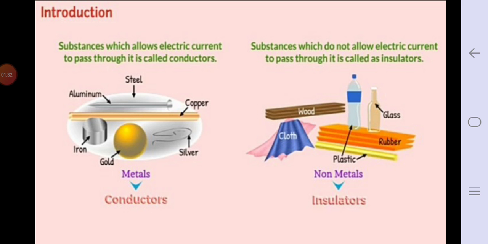We can see different examples are given in this slide: steel, aluminum, copper, iron, gold, silver. Also we can group them as metals and non-metals. Metals are good conductors while non-metals are bad conductors. This we have already studied in our previous lesson, metals and non-metals. Now non-metals like wood, cloth, plastic are bad conductors of electricity. They do not allow electric current to pass through them. Now we know all this, that they are good, they are bad and all that. But why should we not use wet hands?